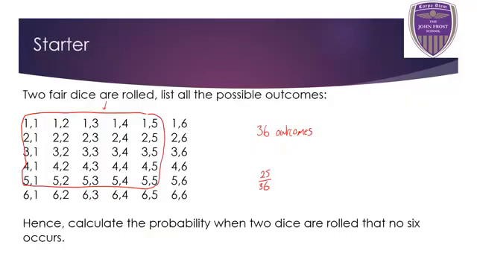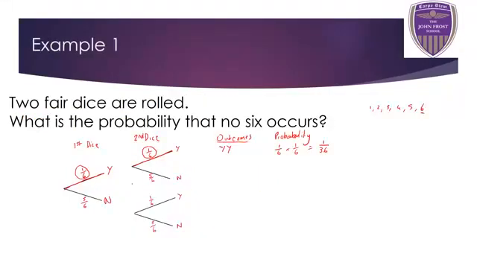And if I refer back to the starter question here, that's the only one where 2 6s occur. So there it is there. So 2 6s, there's only one of them. So 1 out of 36.